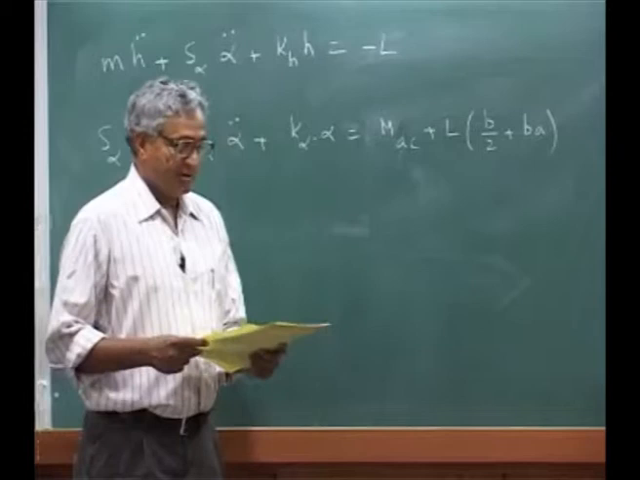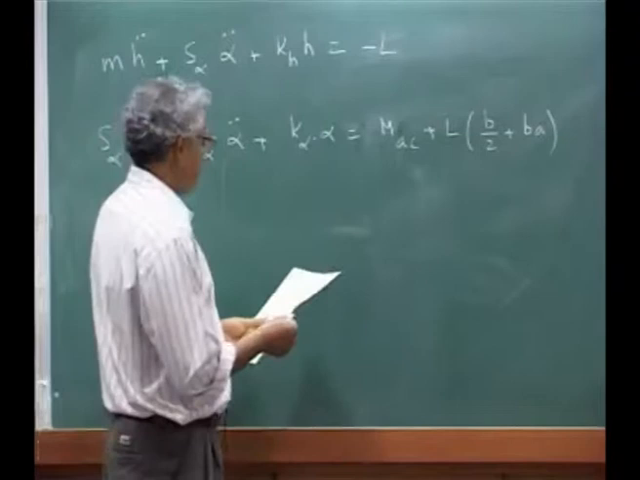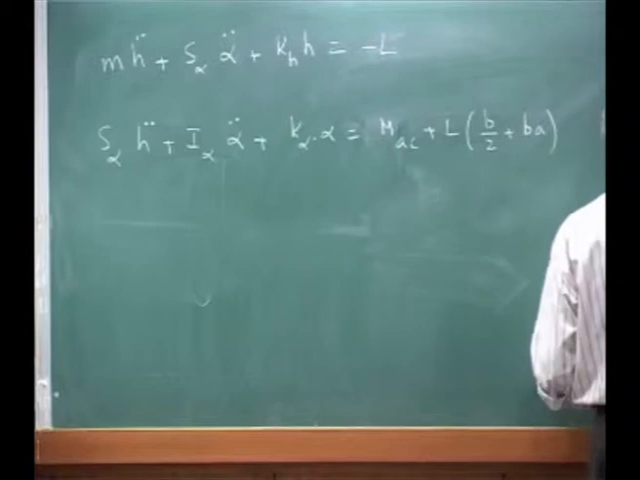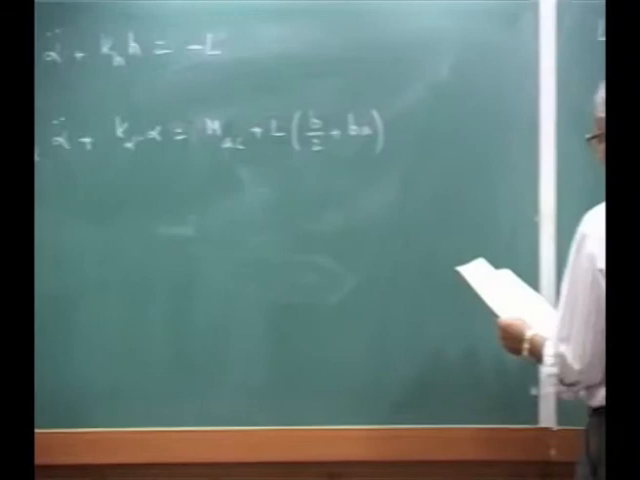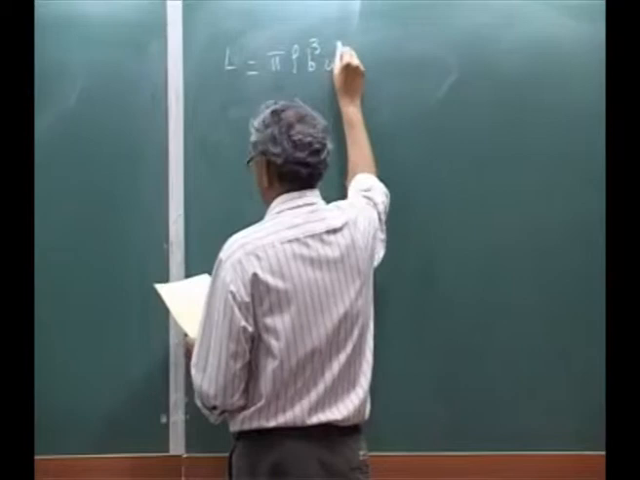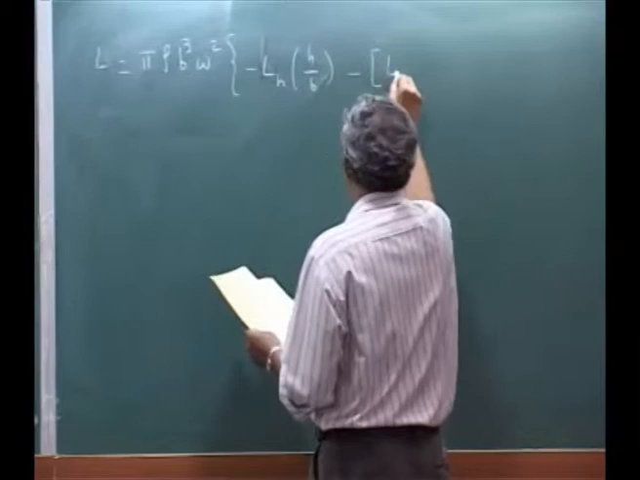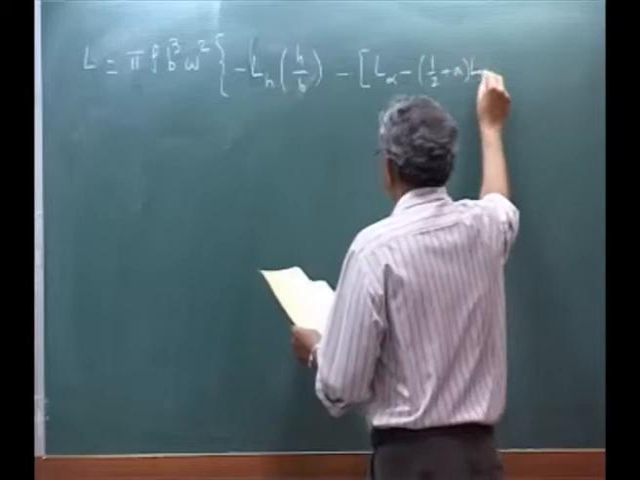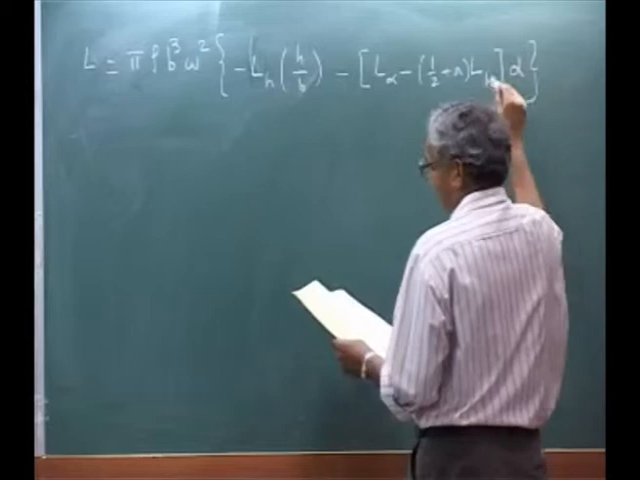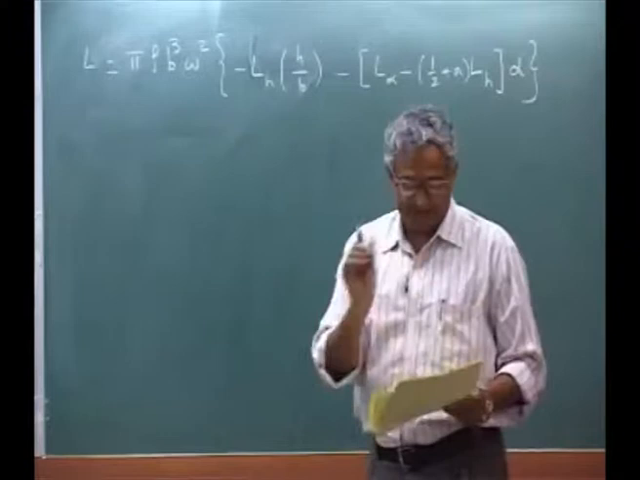Symbolic form, how was it written? Because let us first write, your lift was written as, what was it? Lift was written as pi rho b cube omega square minus L_h, h over b, minus L alpha minus half plus a, L_h alpha. Okay, this is how we have, and you know that L_h, L alpha I defined earlier.